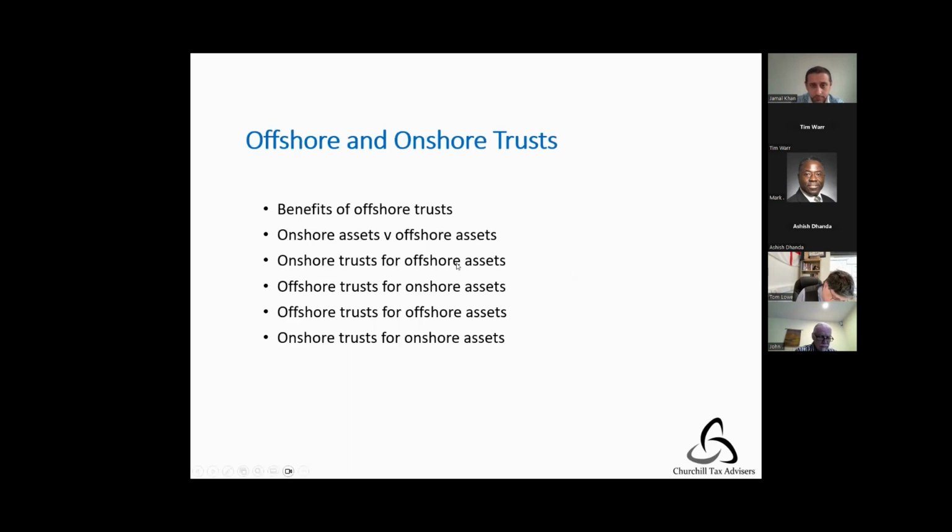Next one is offshore and onshore trusts. If you look at the screen, you can see how many different types of variations there are. There's a benefit to onshore assets versus offshore assets, and then an offshore trust for offshore assets. Anyway, I'll go through these individually.